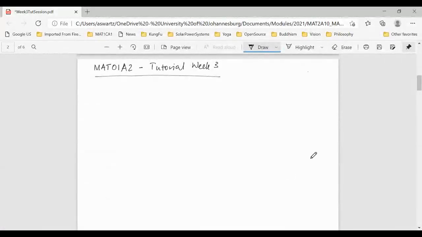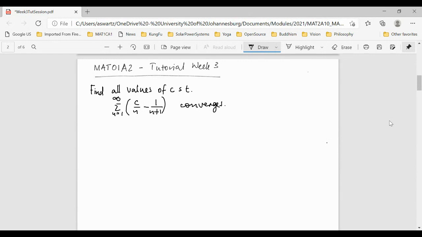Okay. So let's start a new page. There's a new page. We are going to say the question is: find all values of C such that the sum, n equals 1 to infinity, of C divided by n minus 1 divided by n plus 1 converges. Okay.